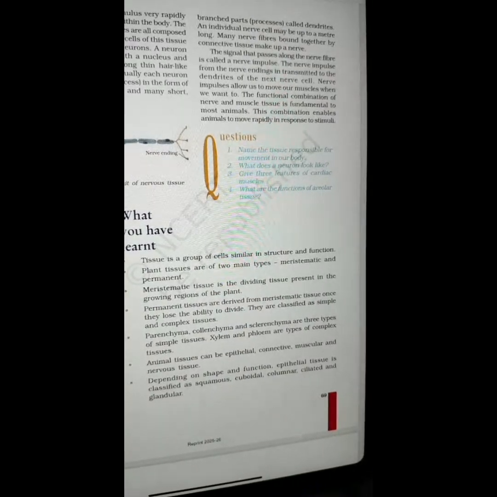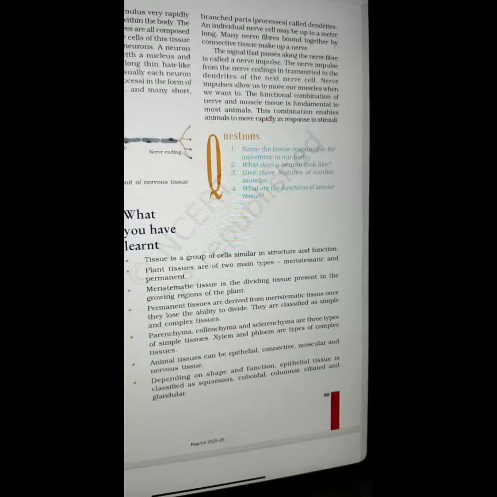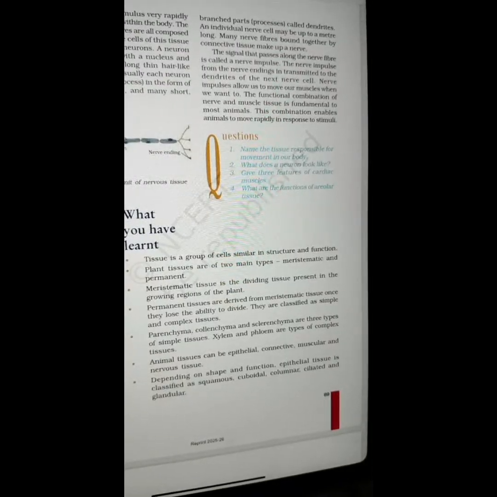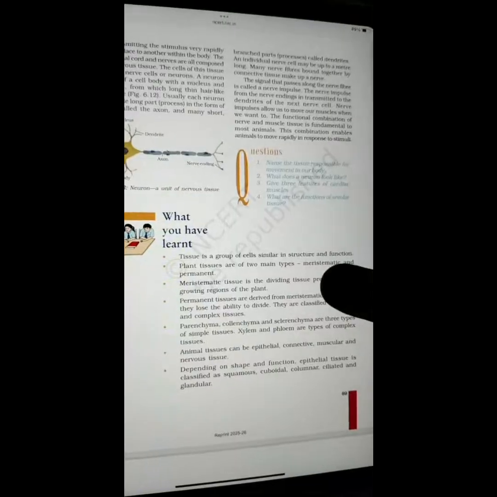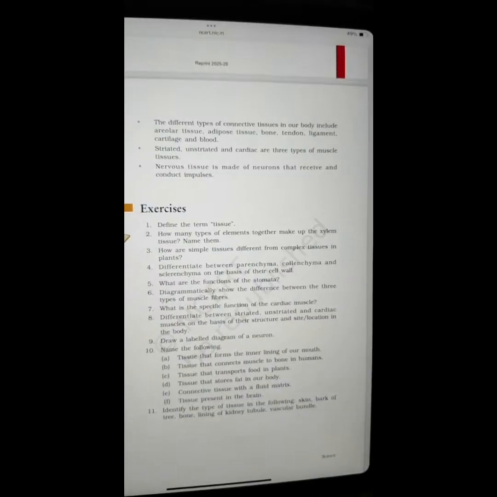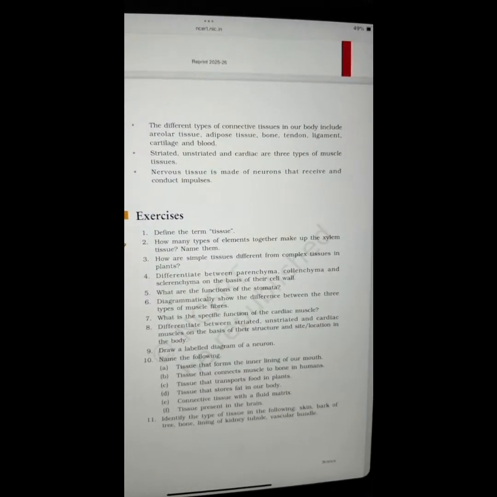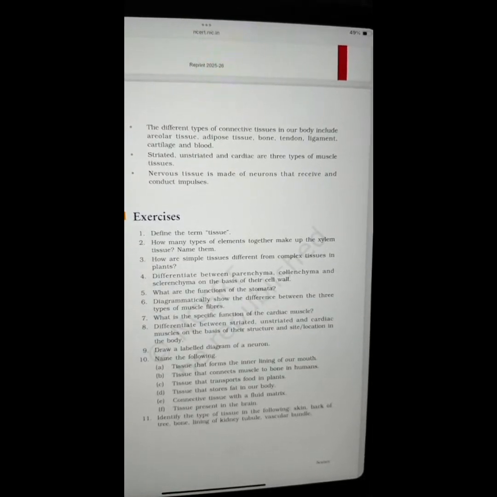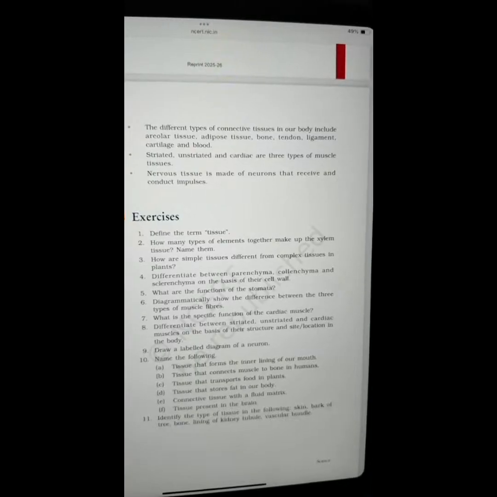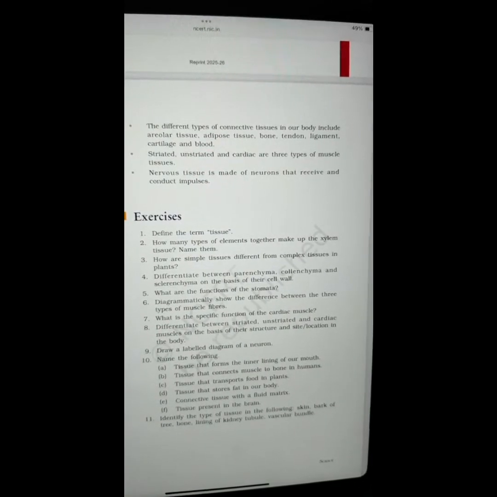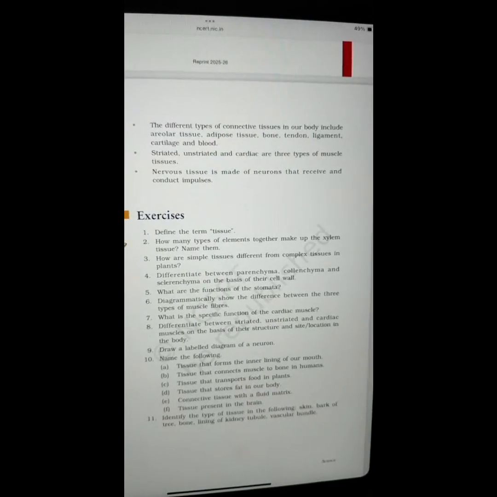Animal tissues can be epithelial, connective, muscular, and nervous tissue. Depending on shape and function, epithelial tissue is classified as squamous, cuboidal, columnar, ciliated, and glandular. Now, the next page, page number 70 of your NCERT. The different types of connective tissues in our body include areolar tissue, adipose tissue, bone, tendon, ligament, cartilage, and blood. Striated, unstriated, and cardiac are three types of muscle tissues. Nervous tissue is made up of neurons that receive and conduct impulses.